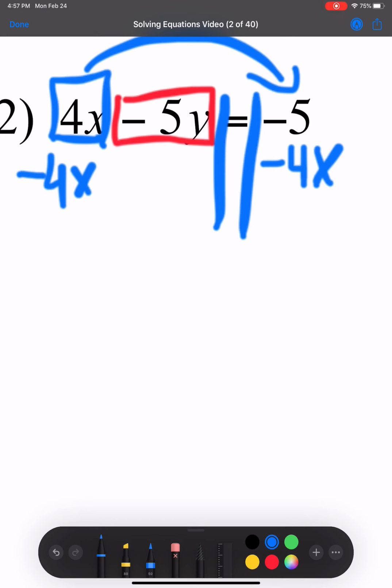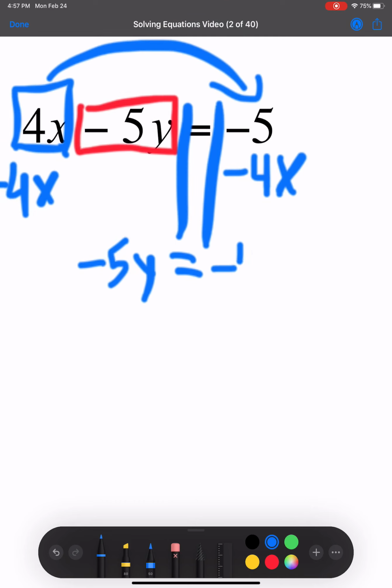Just like example 1, I'll rewrite my left side, and I'm going to come back to that too. I cannot combine these two terms on the right side. This does not make negative 9x. These are unlike terms. So the only thing I have to do, which is kind of nice, is just rewrite it as negative 4x minus 5.